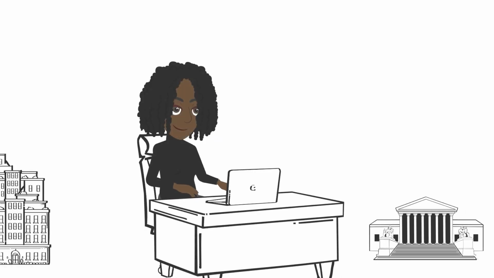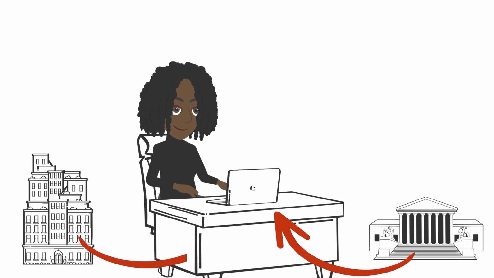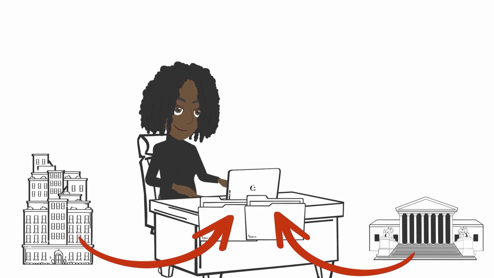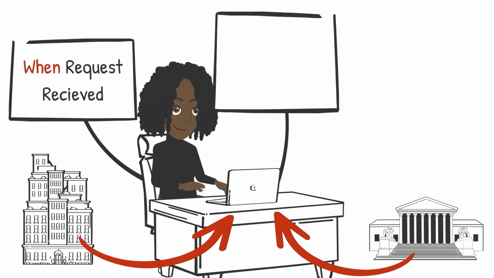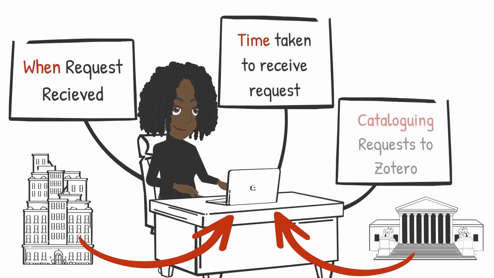For the research data management, we are conducting a number of access to information requests to the Canadian Lobbying Registry to analyze exactly what is taking place. So we've conducted these requests, and now that I've received them, I am responsible for recording when we received the request, how long it took to receive the request, and also cataloging all these access to information requests to Zotero so that other PIs are able to access this information.